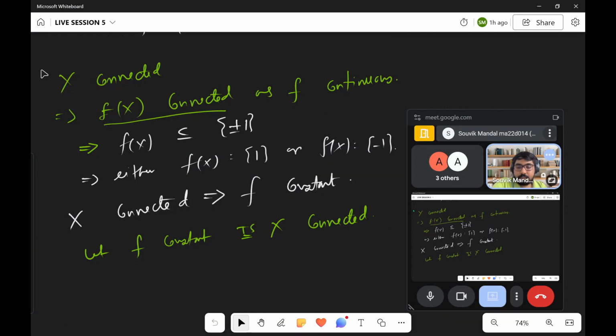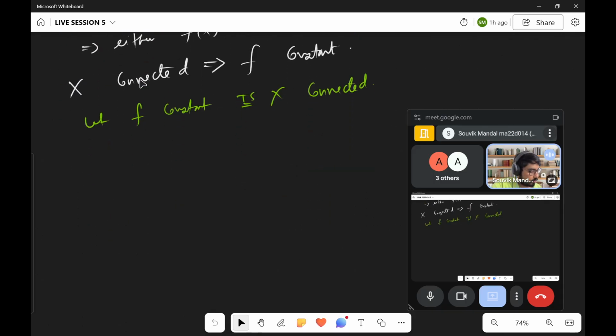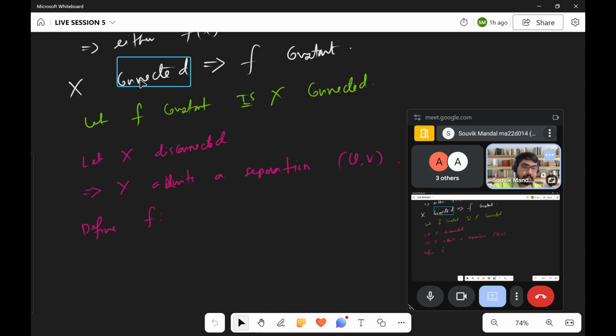Okay, so let me explain the argument as follows. It's a contrapositive way of solving. Let X be disconnected. That implies what? X admits a separation, U, V.